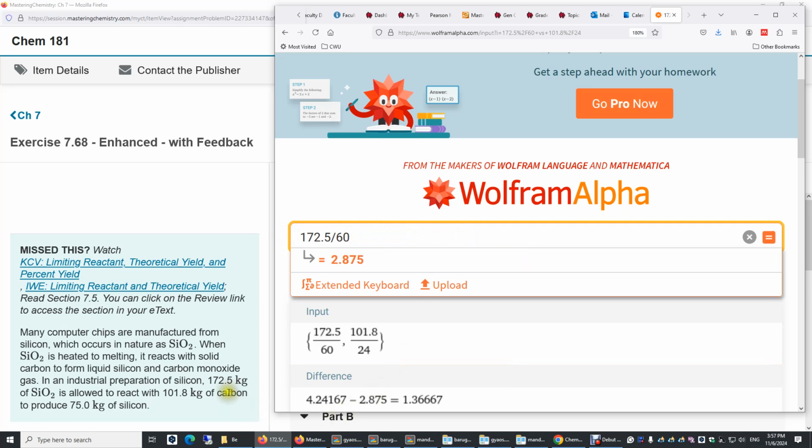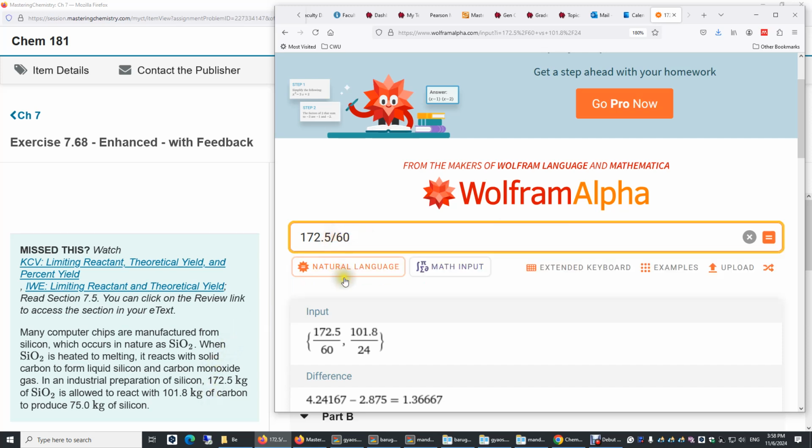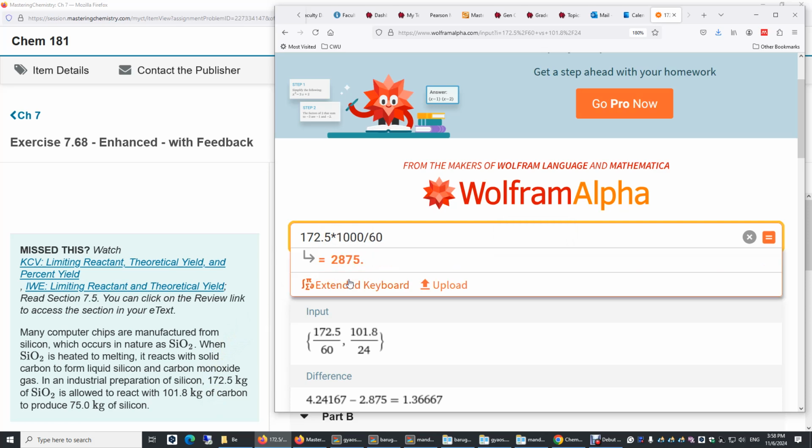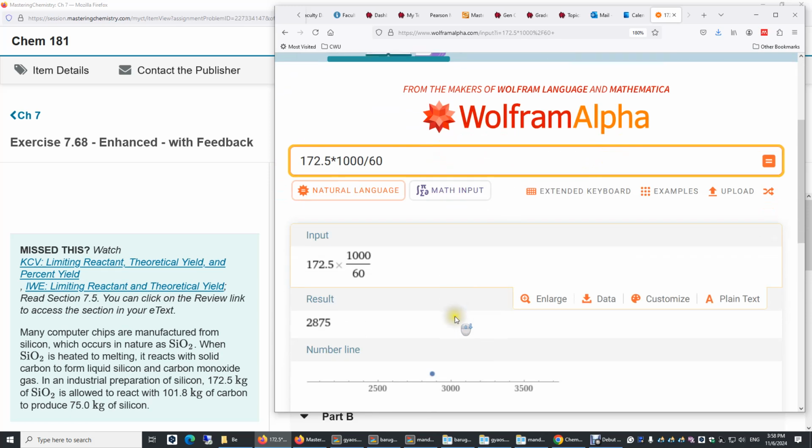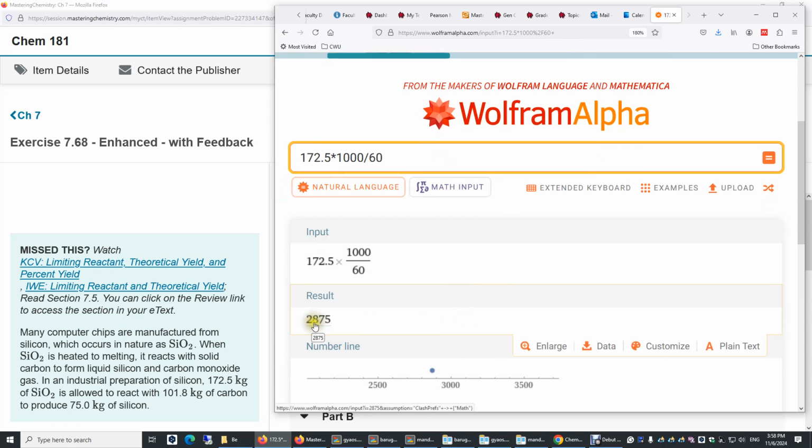Why didn't I include this kilo here in the comparison? Because we have a kilo here, another kilo here, and we are comparing relatively which one is larger, which one is smaller. So I'm going to just use this. Now I'm going to take care of the kilo. That will give me the number of moles of silicon dioxide. So we have 2,875 moles of silicon dioxide, and this is the limiting reactant.